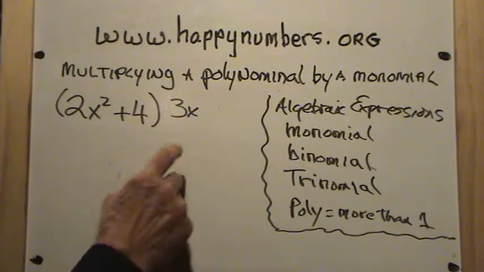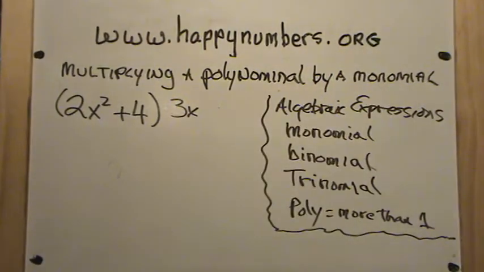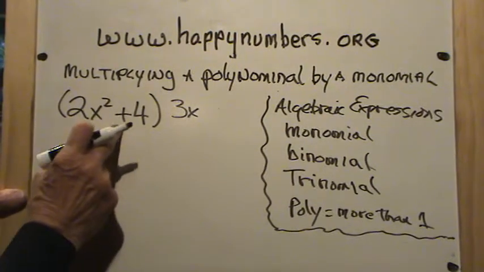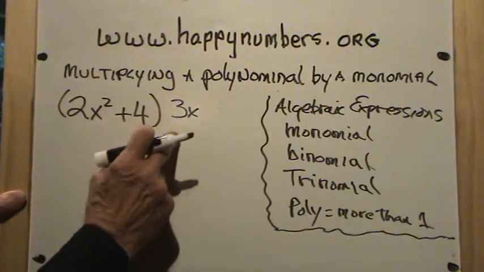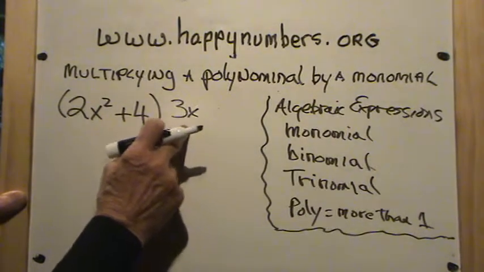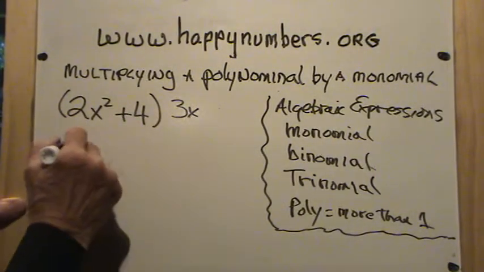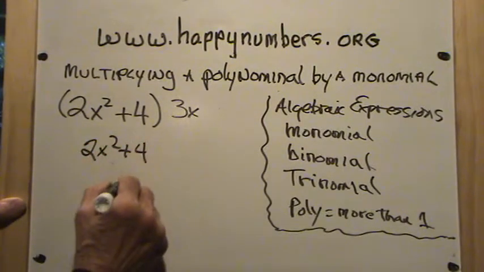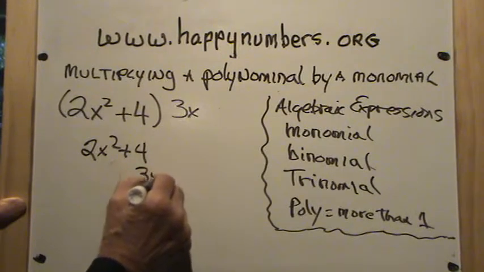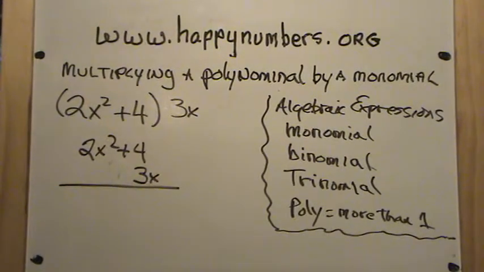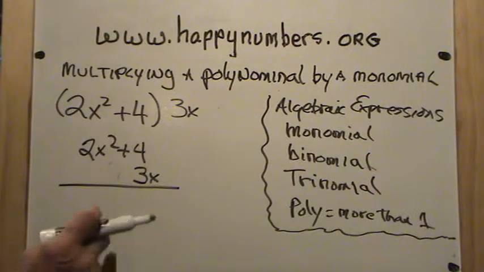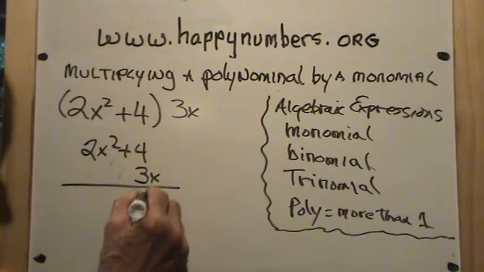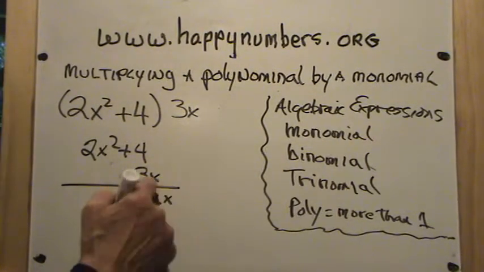So we're going to be multiplying polynomials by a monomial. So here we have a polynomial, has two terms, 2x squared plus 4 times the monomial 3x. Well, in this case, one way we can do this, we can rewrite the problem, 2x squared plus 4 times 3x. We can make it like a multiplication problem. And then all we do, it's very simple, we multiply the coefficients. 3 times 4 is 12. So this would be 12x.